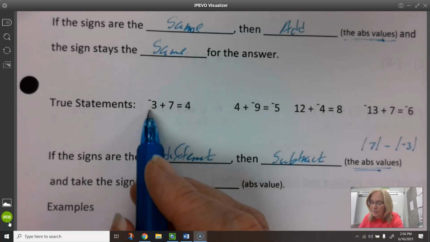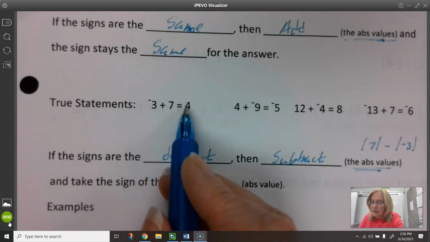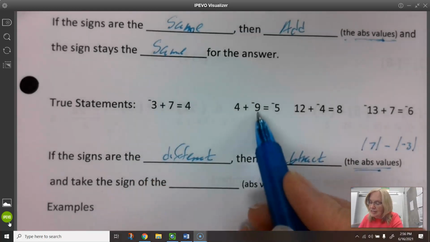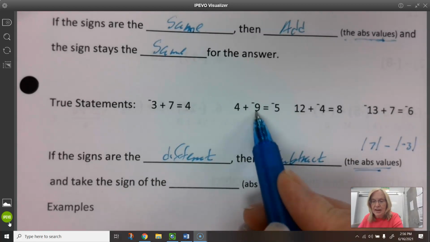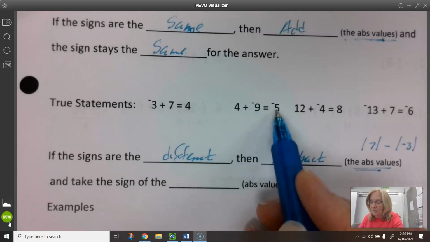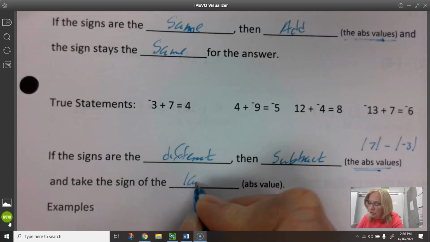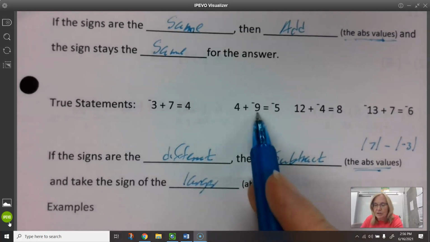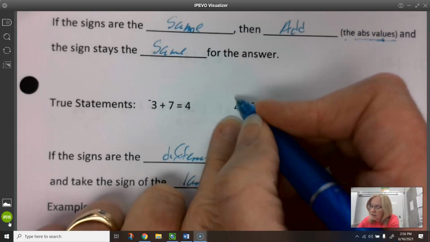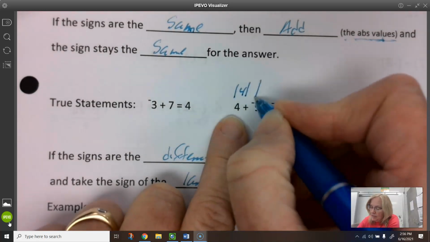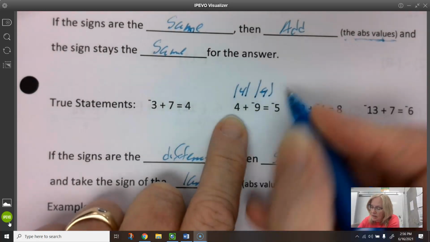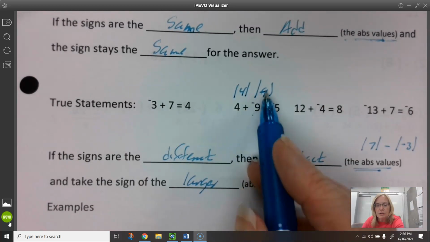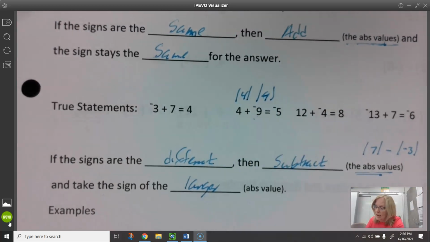Here I had a negative and a positive. I came out positive because I took the sign. Here was negative. The 9 is negative, and it ended up negative. Take the sign of the larger absolute value. So if I'm looking here, that'd be the absolute value of 4 and the absolute value of negative 9. I took the sign of the larger absolute value.